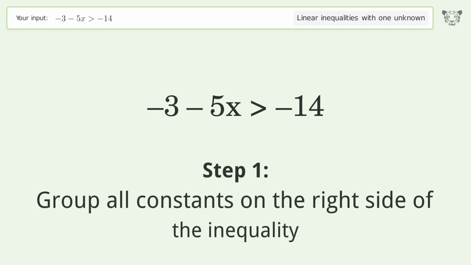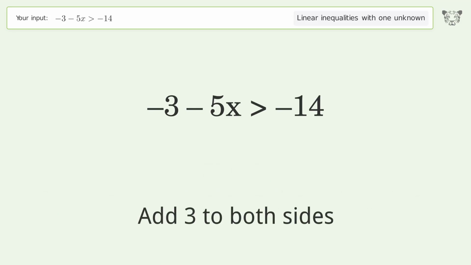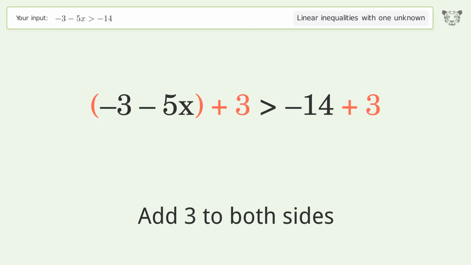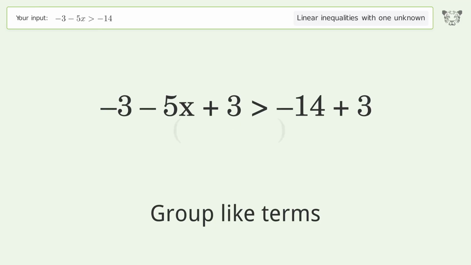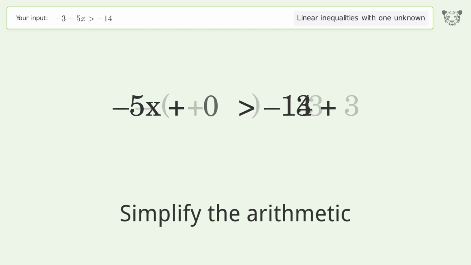Group all constants on the right side of the inequality. Add 3 to both sides. Group like terms. Simplify the arithmetic.